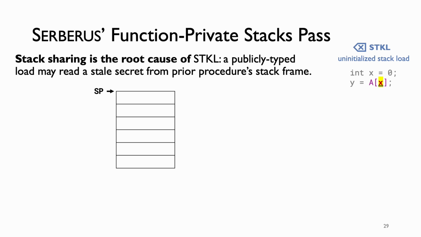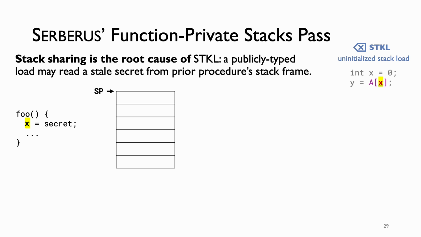So first I'll give a brief example of how the function private stacks pass works. This pass comes from our observation that the stack L taint primitive is due to the fact that procedures allocate their stack frames on the same shared stack, allowing a publicly typed stack load to read a stale secret from another procedure's old stack frame. So let's see how this works with an example.